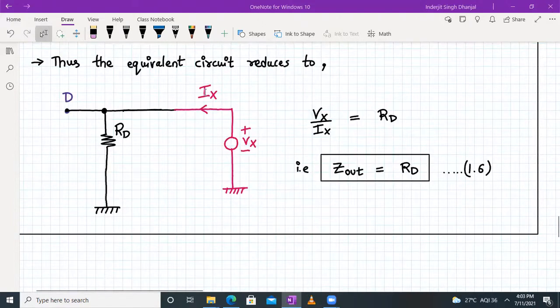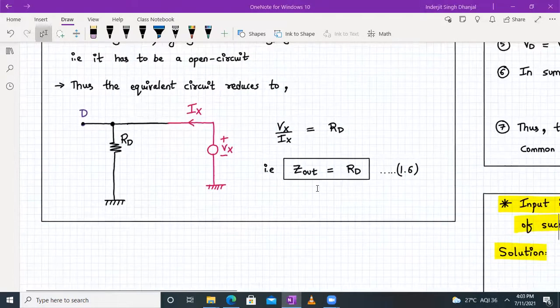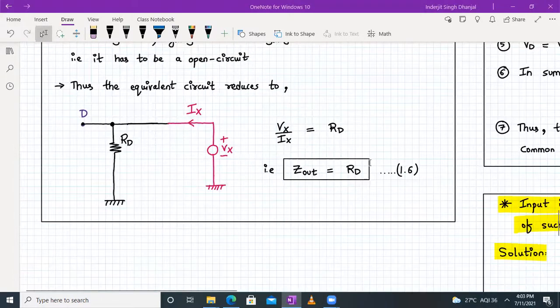And now it is very easy to estimate Zout. So what will be Vx upon Ix? It will be just equal to RD. So the output impedance of your common gate amplifier will be Zout equal to RD.